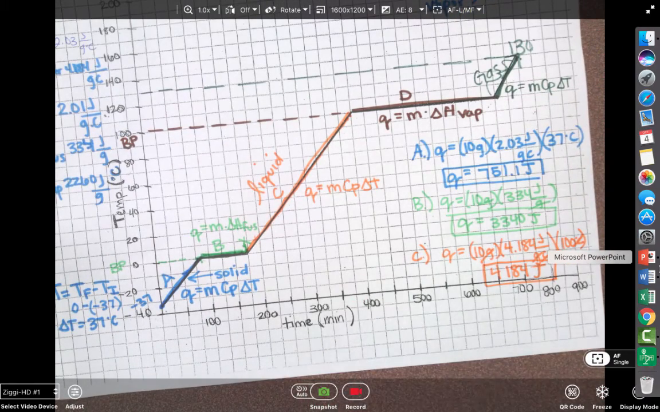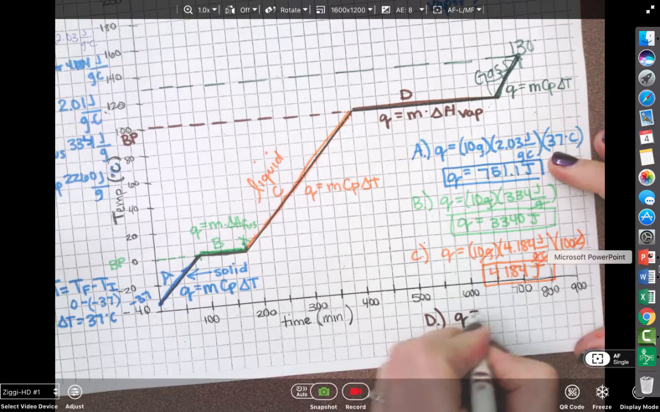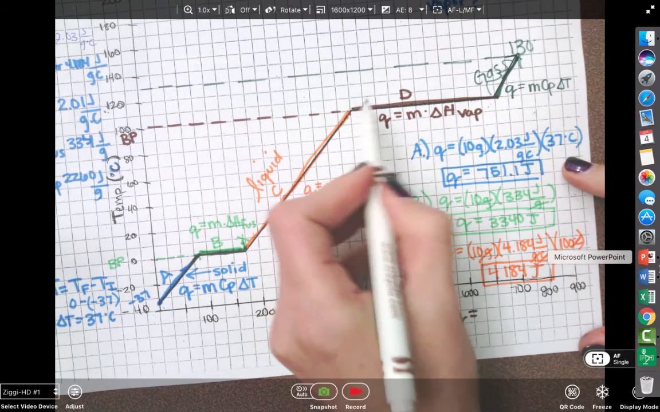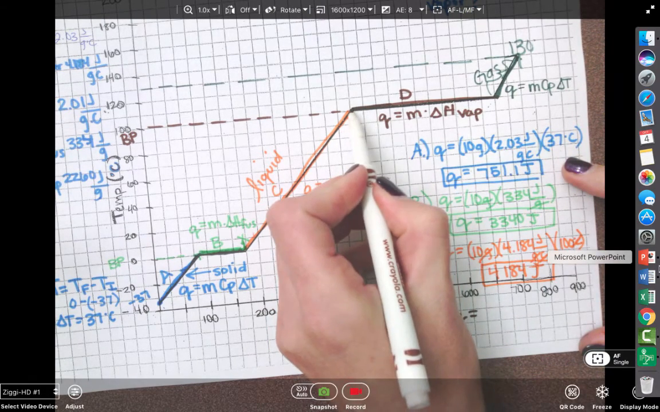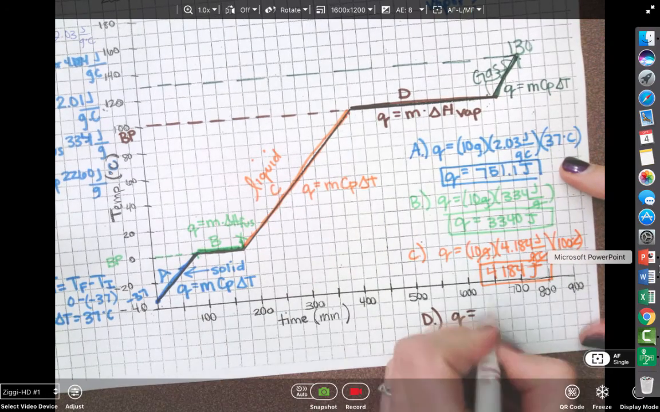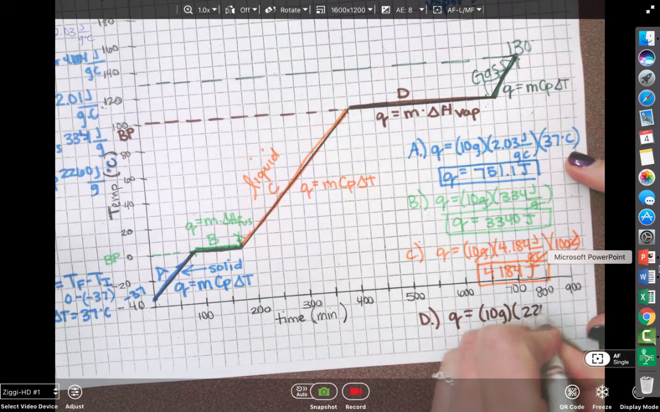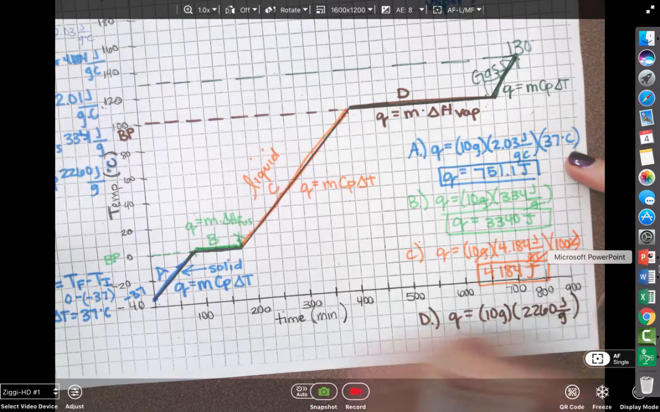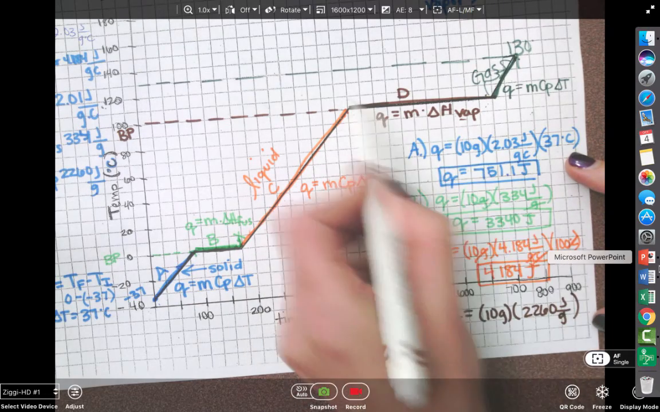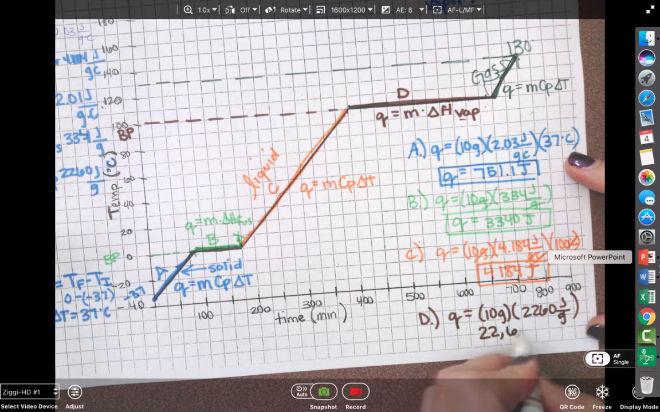The next segment, segment D, I don't have a temperature change, but I can use Q equals the mass times delta H of vaporization because I want all of my liquid water to vaporize into gas. Well, that takes time and that takes energy. So I have 10 grams of the substance and it takes 2,260 joules per gram because we're talking about vaporization, going from a liquid to a gas. Well, we've already done that calculation. It's 22,600.